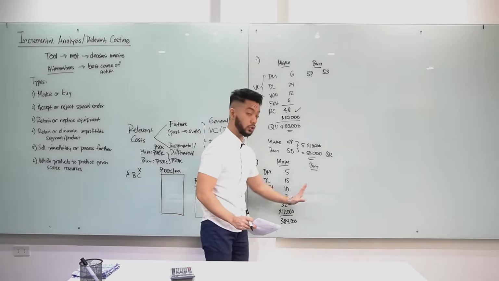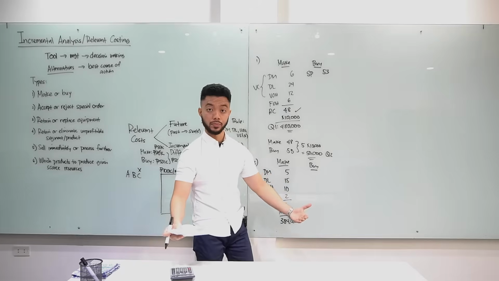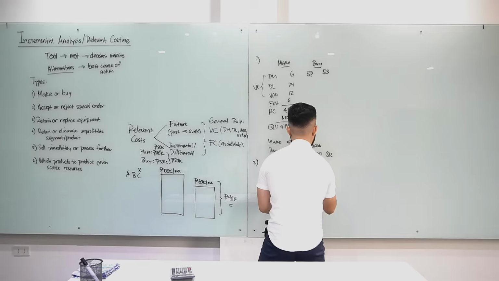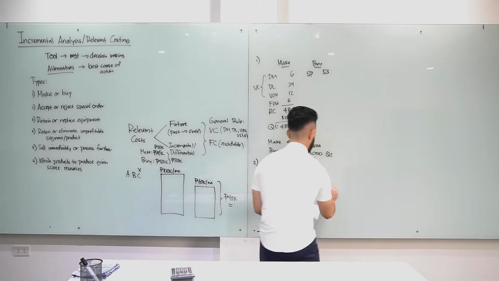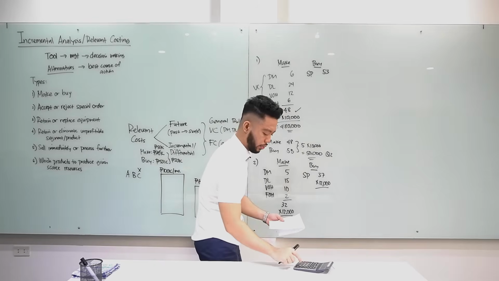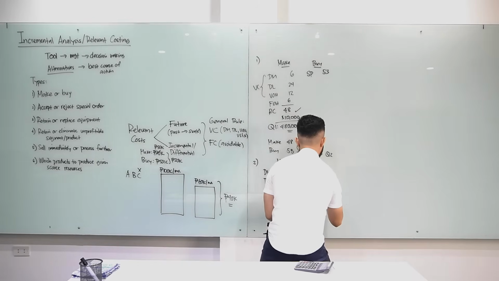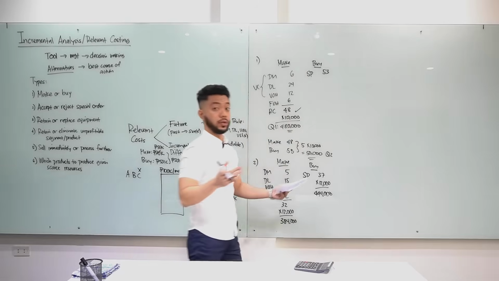Kung-compare natin yan sa cost to buy. Tignan natin saan tayo mas makakatipid. Right? Now, ang offer sa atin na selling price ng supplier is 37. Okay, 37. Ilang units yan? 12,000. 37 times 12,000. So, compute natin class. 37 times 12,000. 444,000. Okay? Yan yung price ng 12,000 units.